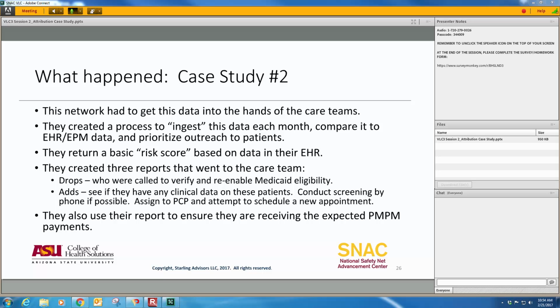But they did so with a phone screening process to get a sense of how complex the patients might be and any special needs they might have, and therefore what the priority was for getting them in. And then lastly, as we discussed, this became the report by which they reconciled essentially the payments that were being made to the network in order to understand whether they were being paid effectively and efficiently.